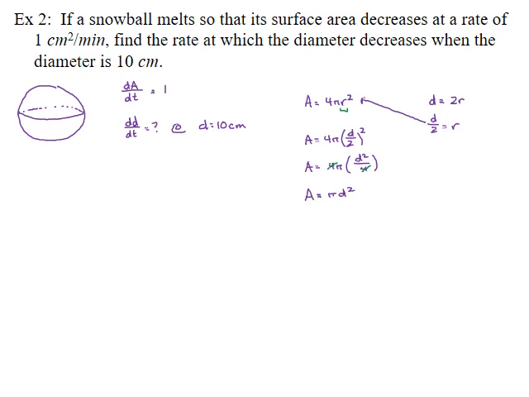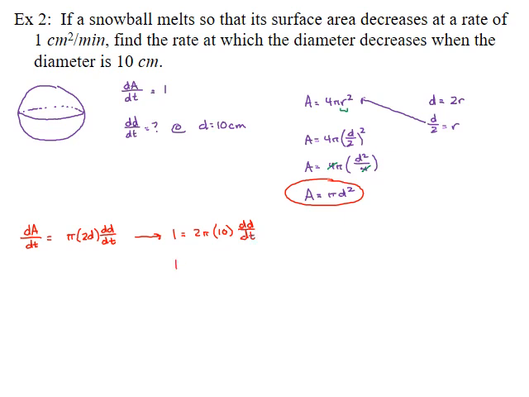Instead, going back to my red pen, I'm going to go ahead and take the derivative implicitly of this formula. So the derivative of A is dA dt. Pi is just a constant. Actually, we'll put it right here, pi. And the derivative of d squared is 2d times the implicit term, which is dd dt. Now plug in what you know. We know that dA dt is negative 1. We know that 2 times pi is just 2 pi. The diameter at this point is 10, and our unknown is dd dt.